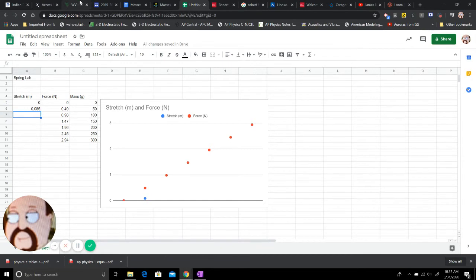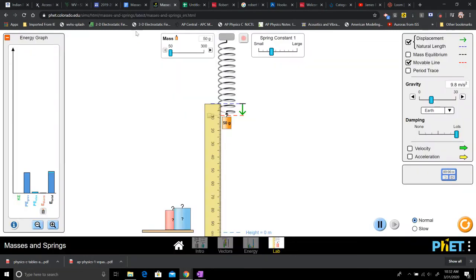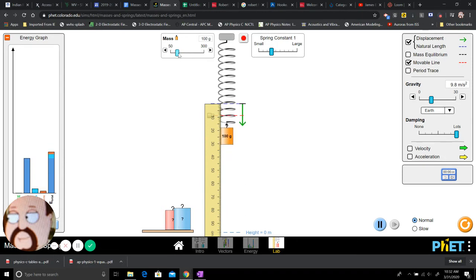And then for this next one, we're going to go to 100 grams. So I'm just going to go ahead and move this to 100 grams. There we go. I can drop my movable line. Oh, I didn't like that. I don't like that. And there we go. Again, slide it down so it's at the tip of the arrow. That looks good.